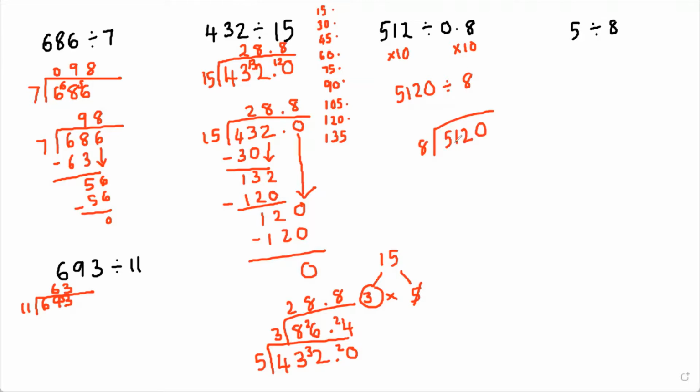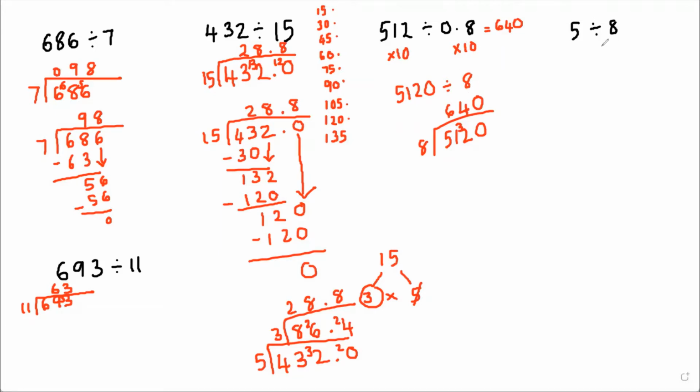8 goes into 51 6 times, and we carry 3 across. 8 goes into 32 4 times, and 8 goes into 0 0 times. This answer here will be the same as this answer here, because we scaled both sides of the equation up in the same way. The answer to 512 divided by 0.8 is also 640. So there's no need to adjust back the other way. So long as you adjust both sides at the start, your answer will be the same to your new sum as it was to the original sum.